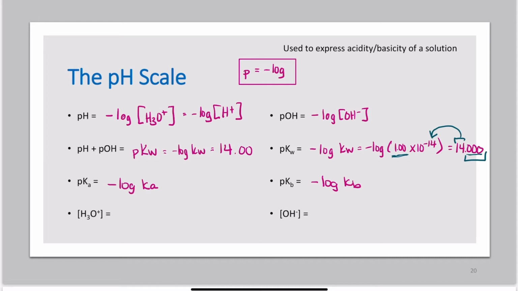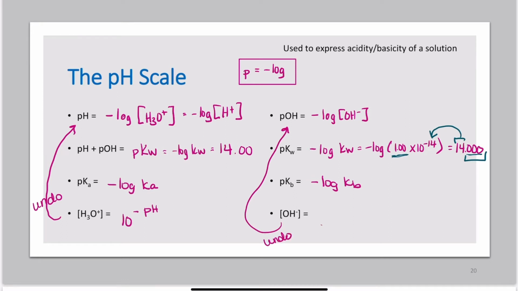H3O plus concentration. In order to get the H3O plus concentration, I need to undo this. To undo that, I'm going to say 10 raised to the negative pH. Hydroxide concentration, I need to undo this.